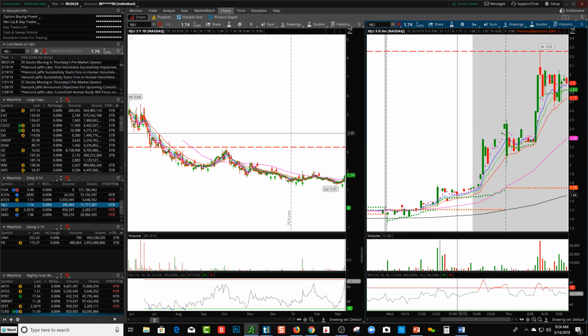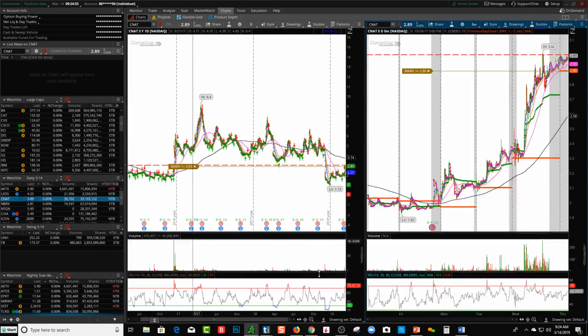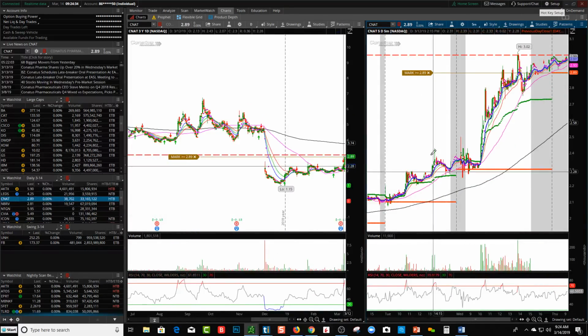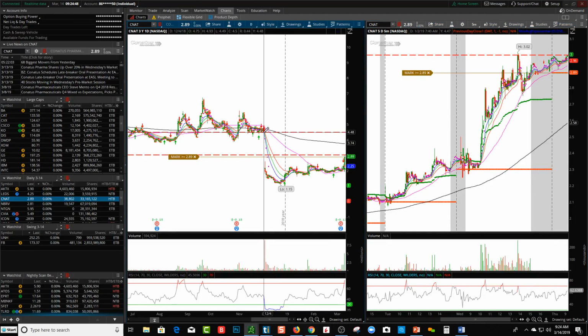I'm looking at AKTX, ATOS, HJLI, and one from the watch list that might be intriguing that's not hitting trade ideas yet is CNAT. This one kind of has an ascending triangle forming. If it can get above that 3.02, keep an eye on this one because it's in the gap. This has some room to go up and fill that potential gap right around that 4.48.